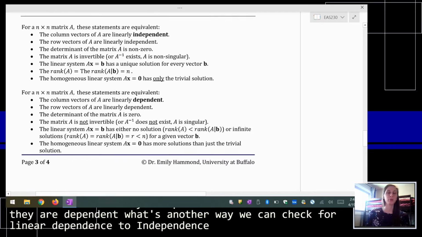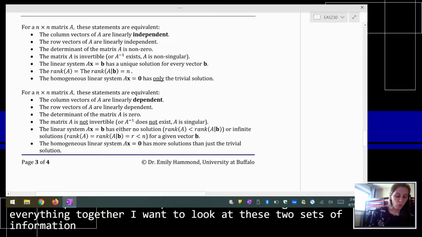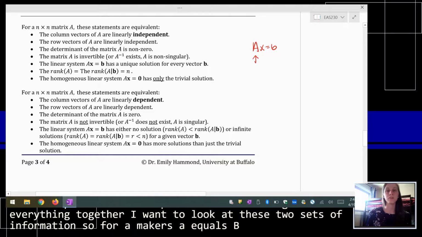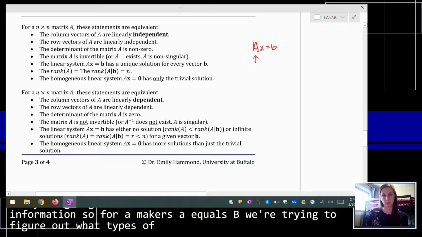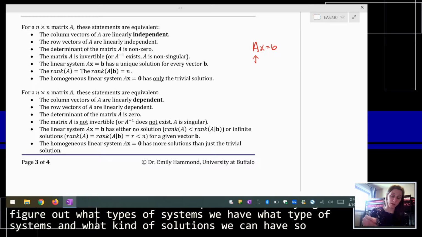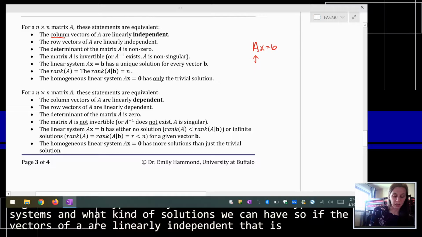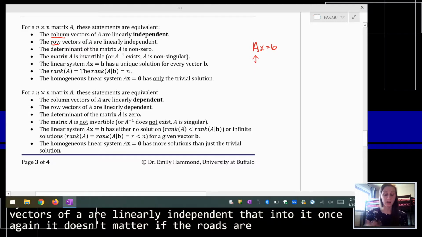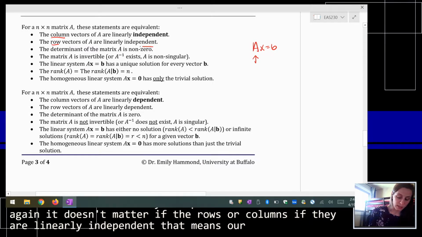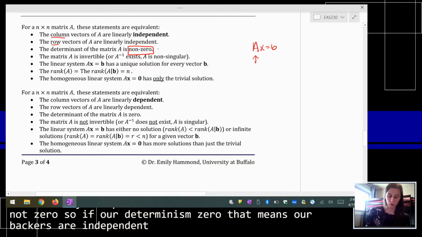But to bring everything together, I want to look at these two sets of information. So for a matrix A, notice we're talking about Ax = b. We're trying to figure out what types of systems we have and what kind of solutions we can have. So if the vectors of A are linearly independent, and once again, it doesn't matter if they're rows or columns, that means our determinant is not 0. So if our determinant isn't 0, that means our vectors are independent. Okay, so these are equivalent.